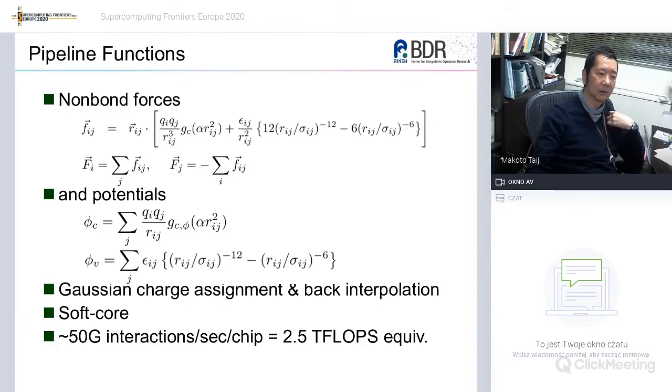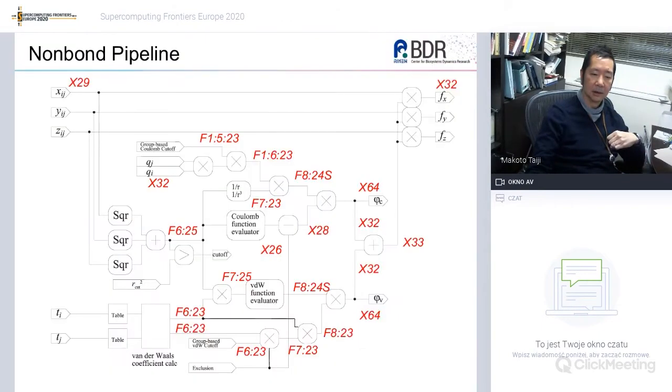The non-bonded pipeline calculates functions such as the Coulomb force, van der Waals force, and potentials. This produces most of the computational power in our chip. A single chip has about 2.5 teraflops equivalent. These are deep pipelines with dedicated units, about 30 stages of pipeline we developed.